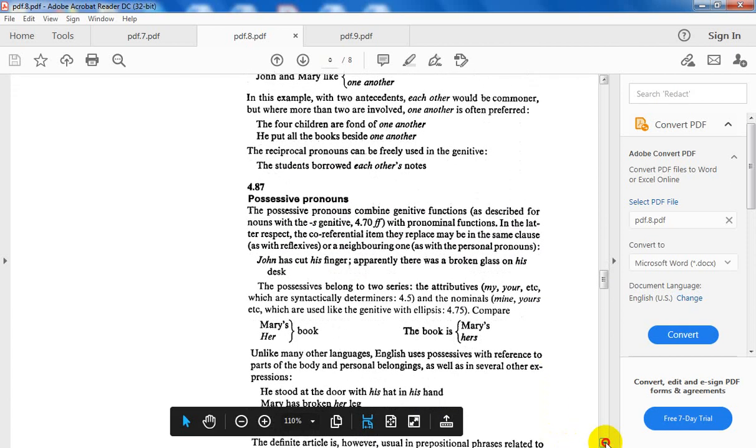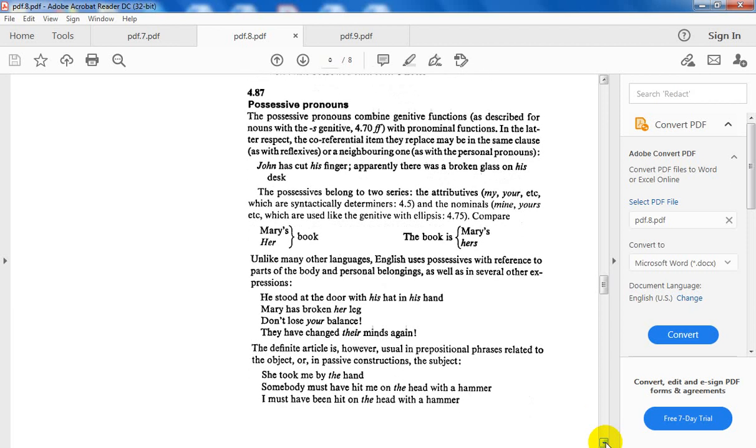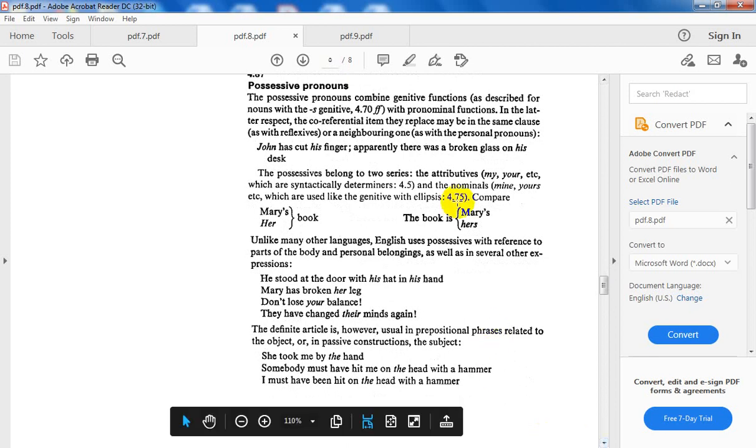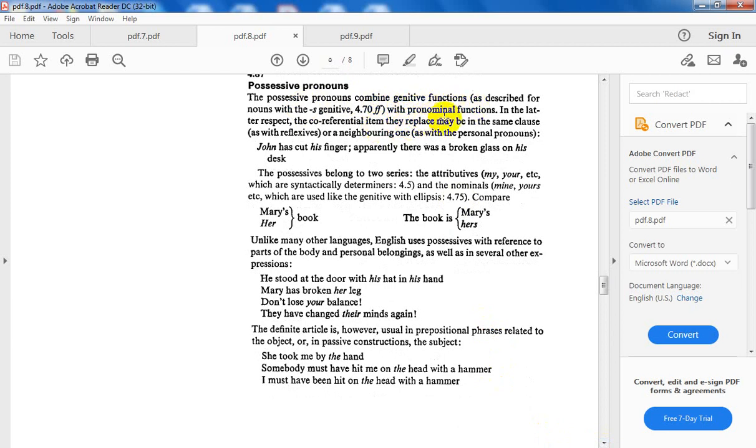The last subclass of the central specific is the possessive pronouns. Again, they are seven, but they can function as either determiner or nominal. They combine genitive function with pronominal function. Genitive function means take my, her, my book, her book, their book, his book, its, with the pronominal mine, hers, yours, ours. You see? In the latter respect, they mean pronominal.